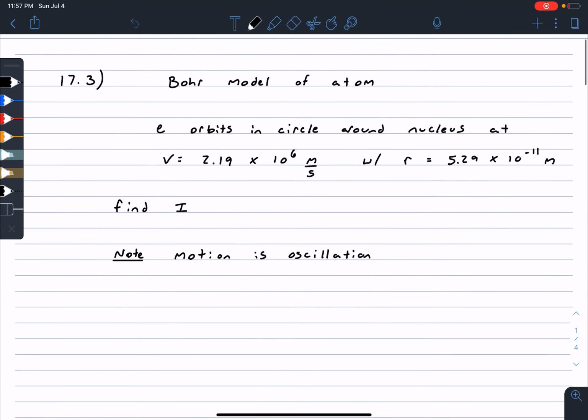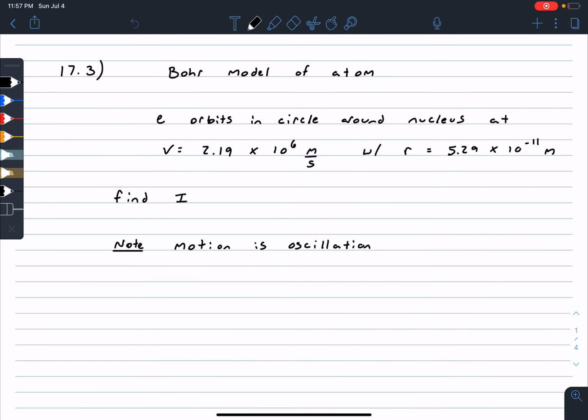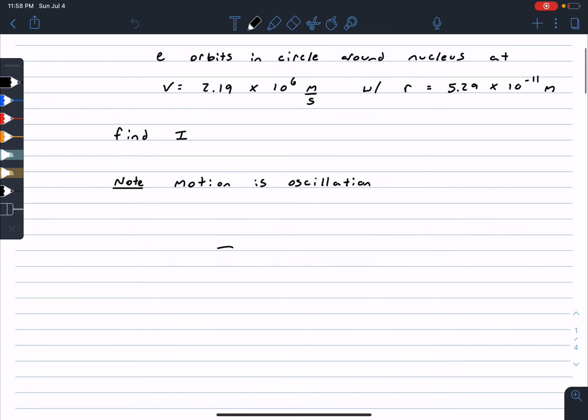Okay, so the next problem, 17.3. So it's chapter 17. We're talking about Ohm's law and resistances. These laws are fairly straightforward, so this might go pretty quickly. We're talking about the Bohr model of the atom. So what that is, we have an orbit of an electron around a nucleus.